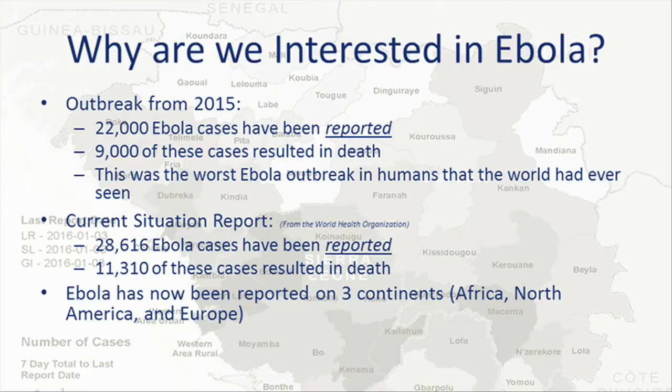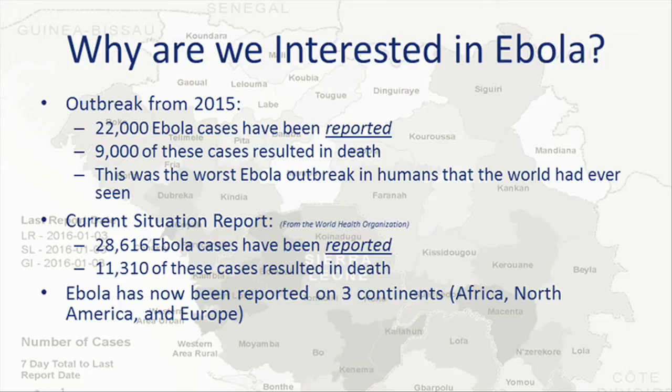So why are we interested in Ebola? Well, in 2015, there was a huge outbreak. I'm sure a lot of you remember hearing on the news. Ebola was a big deal, and a lot of people were getting sick. As of 2015, there were about 22,000 cases that were just reported. That's kind of a guess from the World Health Organization data, or the WHO. I'll reference them a lot during this talk because that's where I got my data from.